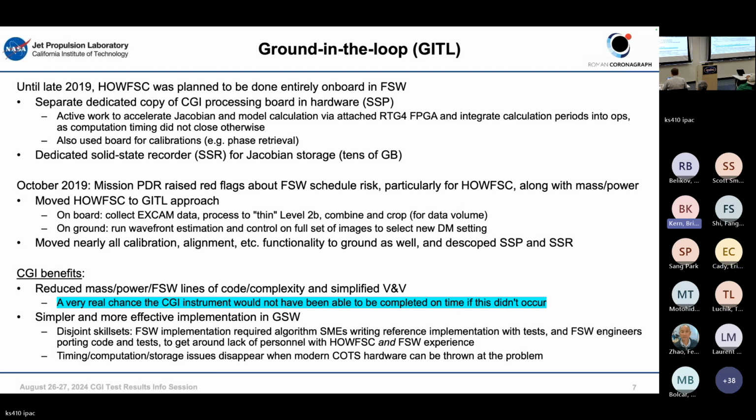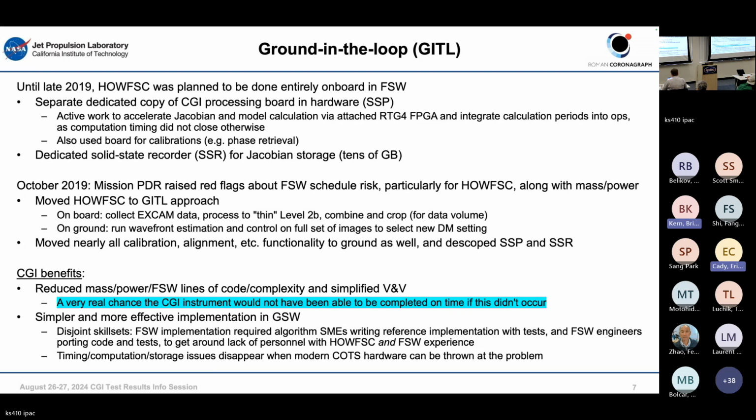So we ended up with this extra hardware and a lot of flight software work. It was a very complicated implementation. We were doing active work on FPGA acceleration of the model calculations. And about October 2019, we had the mission PDR, and they raised some red flags, saying this is a real schedule risk for flight software. I mean, there's schedule risk in a lot of things, but particularly HOFUS.